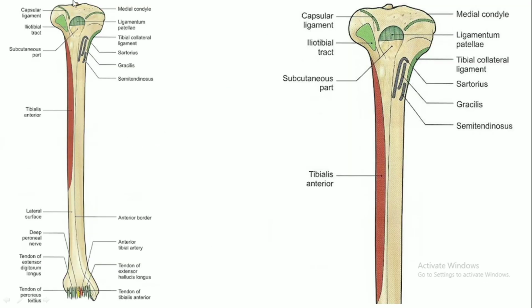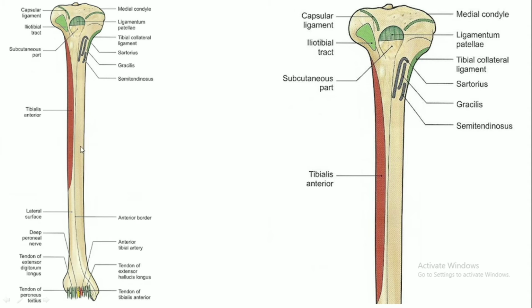Now we will see the attachment over the shaft. This is the anterior border, the anterior aspect. This is a lateral border, so this is the lateral surface. In the upper two-thirds of the lateral surface of the shaft, there is the origin of the tibialis anterior muscle.